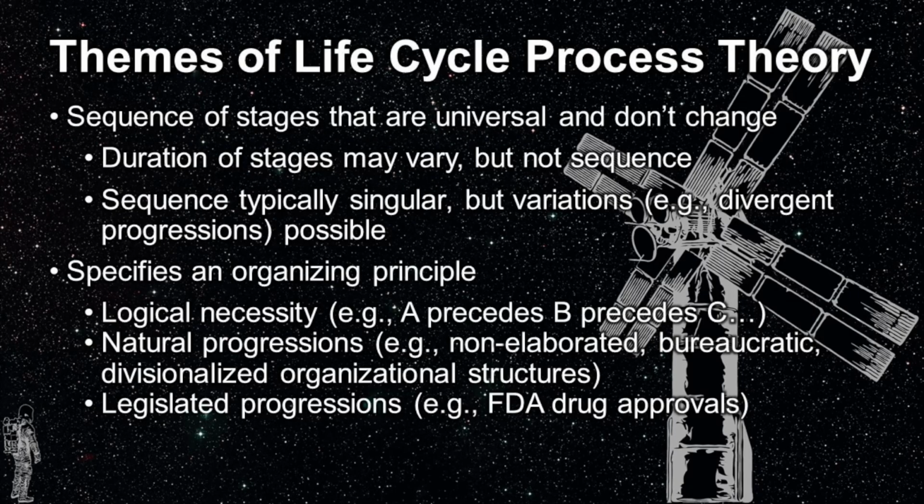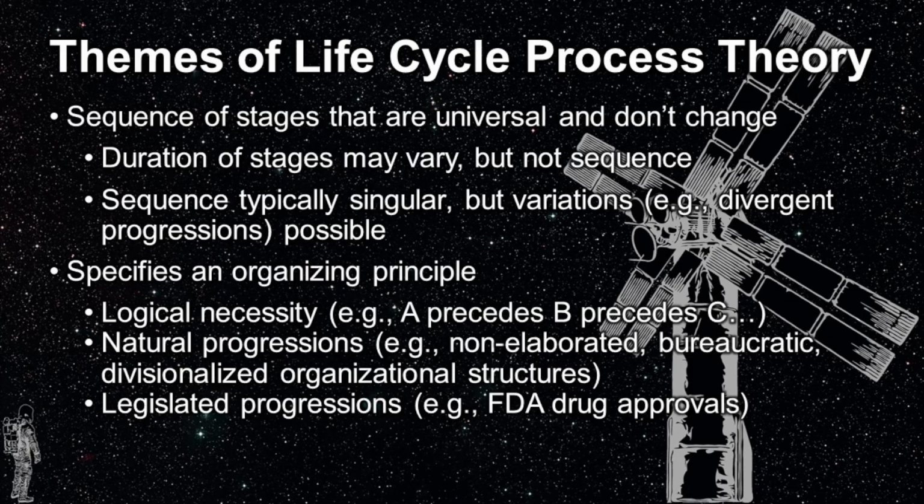The basic themes of life cycle process theory include a sequence of stages that are universal and don't change. Although the duration of stages may vary, the sequence does not. The sequence of stages is typically singular, meaning that A follows B, B always follows C, but variations can and do exist. For example, after step A, there might be a divergent progression that results in a bifurcation between two sequential paths. Life cycle process theory also specifies one of three organizing principles, including logical necessity.